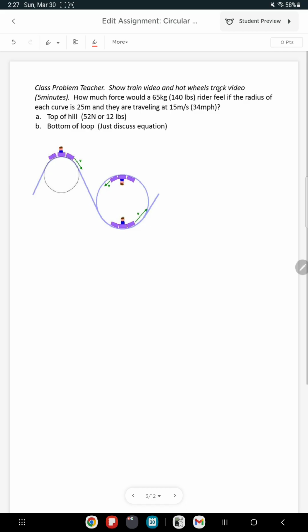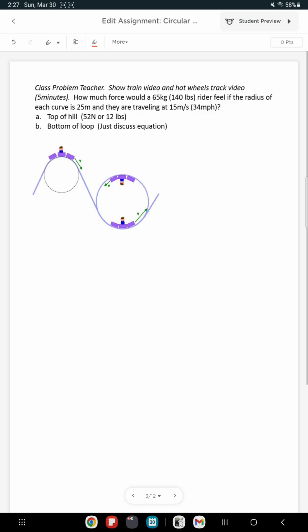The train video here and Hot Wheels track video, I would encourage you to just Google those. They have real versions of Hot Wheels cars that go around these tracks. It's just cool to see. But we're going to calculate.